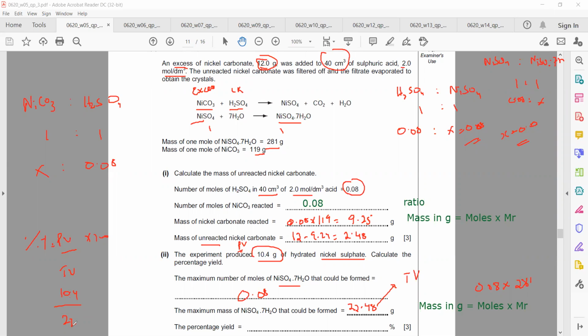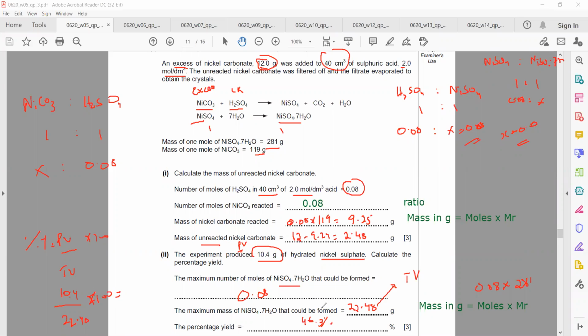22.48, sorry, into 100. So when we multiply, we'll get 46.3% yield. 46.26 you can write, 46.3 also you can write. So what it shows is, if I should get 100 grams, practically I will not get 100 grams, I will only get 46.3 grams. Like if I should get 100 gram of a product, practically I will get only 46.3 grams of product.